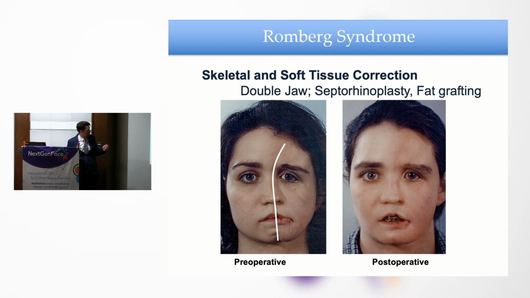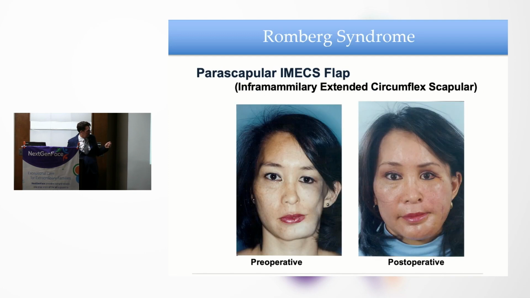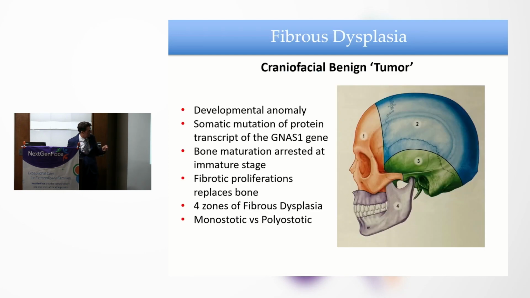We did a double jaw procedure, septorhinoplasty, fat grafting to give her more symmetry. So sometimes it can affect the soft tissue and the bone. In this case, even more severe, again, an IMEX flap for soft tissue like Dr. Siebert taught us, fixing the orbit and then working on the soft tissue. Too much for fat grafting here.